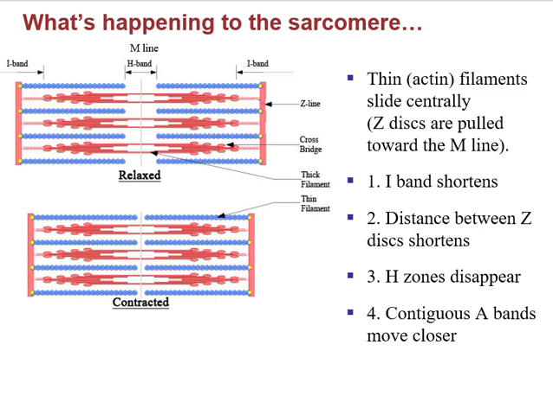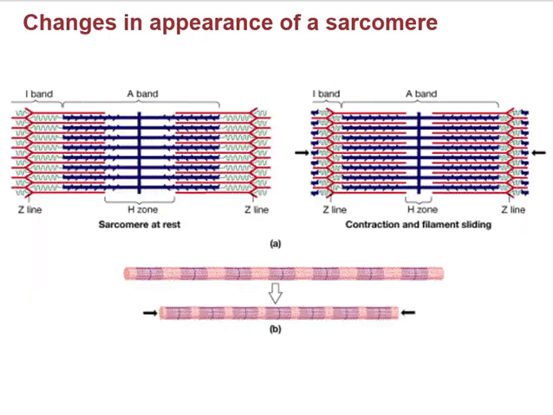Let's look at another view, though, of what it looks like. All right, here we have on the left a sarcomere at rest, and on the right, a sarcomere that has contracted. Keep in mind that sarcomeres make up myofibrils. Sarcomeres are going to be repeated as units in a myofibril.